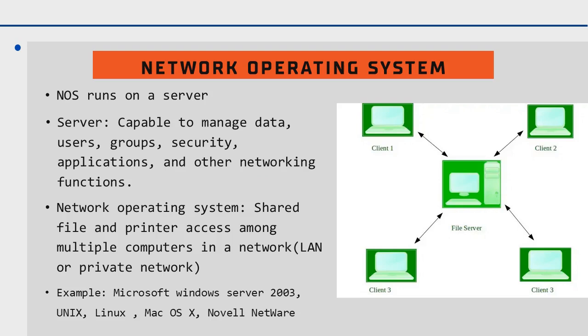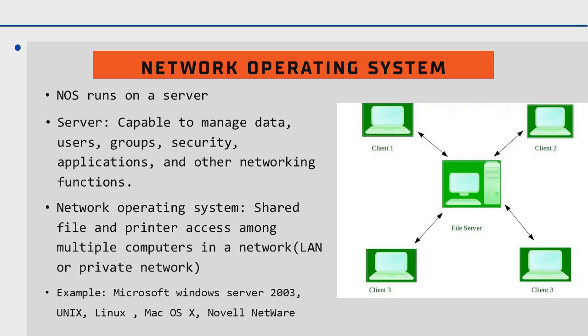A network operating system is software that runs on a server to manage resources and services for multiple computers in a network. The server is a powerful computer capable of managing data, users, groups, security settings, applications, and other networking functions. It acts like a manager, making sure resources are shared efficiently and safely.